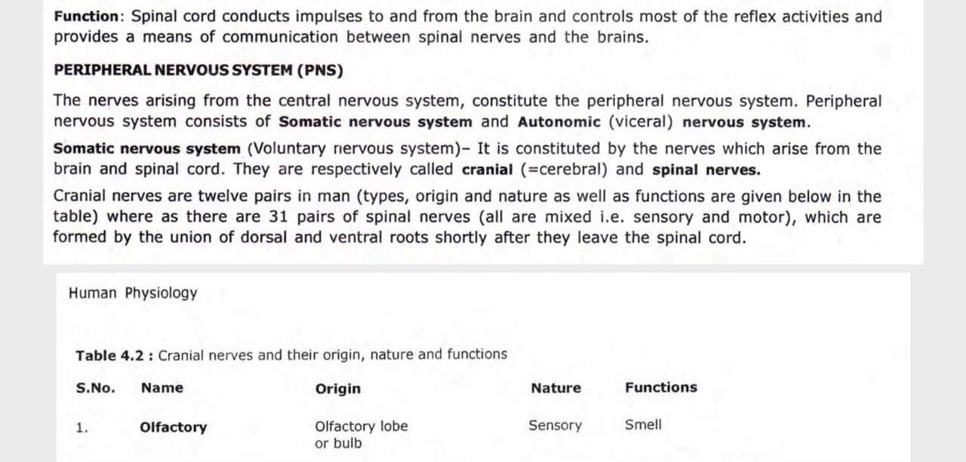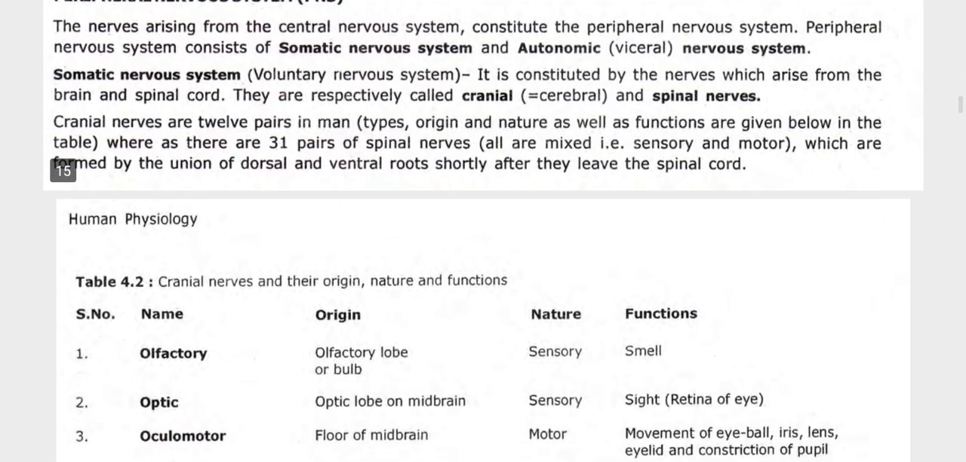The nerves arising from the central nervous system constitute the peripheral nervous system. Peripheral nervous system consists of somatic nervous system and autonomic or visceral nervous system. Somatic nervous system or voluntary nervous system, it is constituted by the nerves which arise from the brain and spinal cord. They are respectively called cranial or cerebral and spinal nerves. Cranial nerves are 12 pairs in man. Types, origin and nature as well as functions are given below in the table. As there are 31 pairs of spinal nerves, all are mixed, sensory and motor, which are formed by the union of dorsal and ventral roots shortly after they leave the spinal cord.